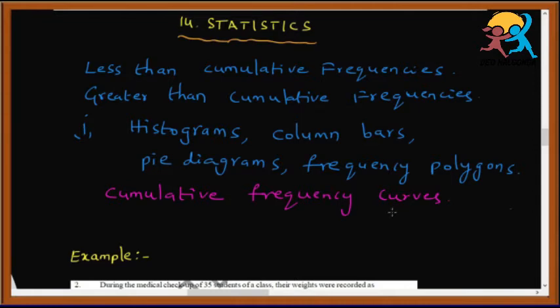These curves are used to represent the data on graph sheet. These kinds of curves are called Ogive curves. These Ogive curves are of two types: less than cumulative Ogive curve and greater than cumulative Ogive curve. By using these two curves we have to find out the median. Let us discuss one example.